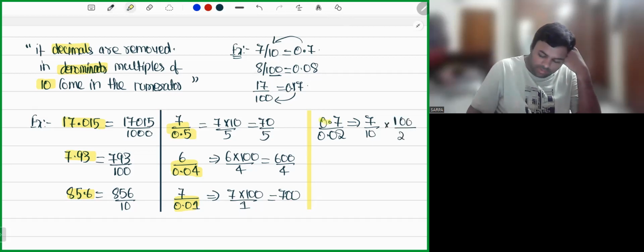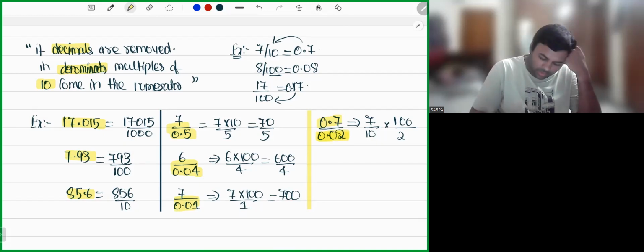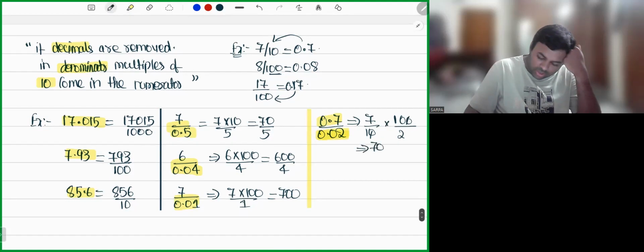So 0.7, if only 0.7 is there, how will you write it? You'll write it as 7 by 10. If only 0.02 is there, how will you write it? 2 by 100. Now 0 cancels, 70 by 2.